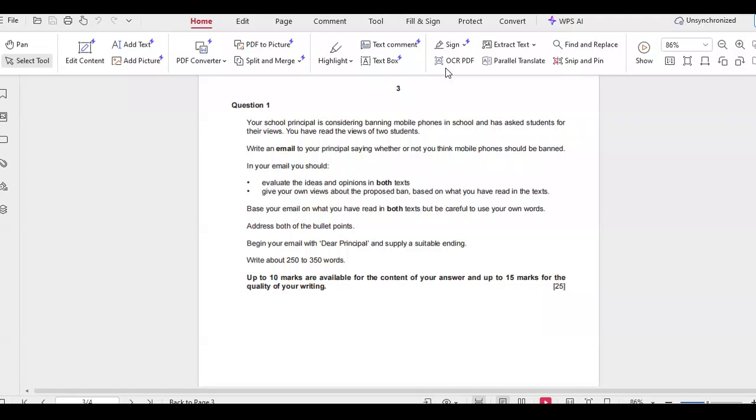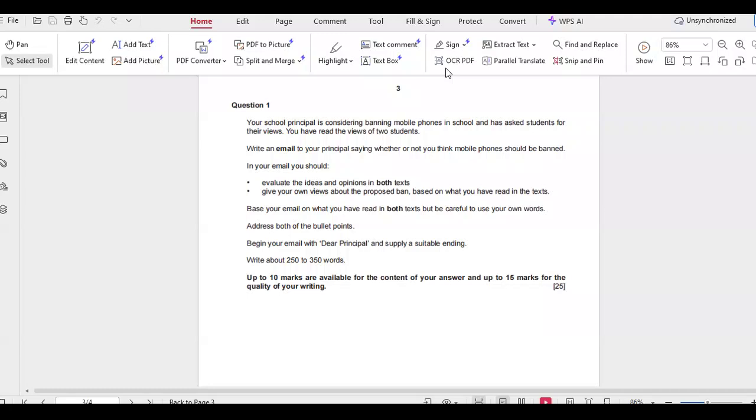So the purpose of this email writing is mainly persuasive with some discursive elements. As far as the discursive elements are concerned, the task is asking you to evaluate the ideas and opinions in both of the texts. This means that as a writer, you must discuss both sides of the issue, arguments in favor of and against banning mobile phones. That makes part of the response discursive because it involves examining different viewpoints.